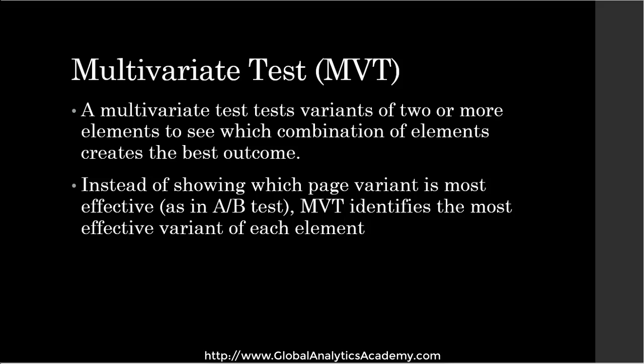A multivariate test tests variants of two or more elements simultaneously to see which combination creates the best outcome. So instead of showing which page variant is more effective, MVT, or multivariate test, identifies the most effective variants of each element, as well as analyzing the interaction between those elements. Multivariate tests are useful for optimizing multiple aspects of a page.